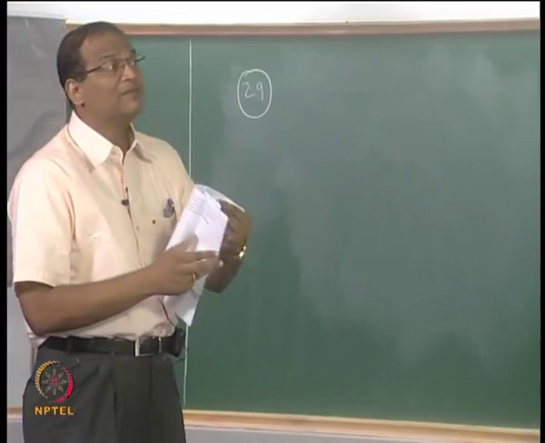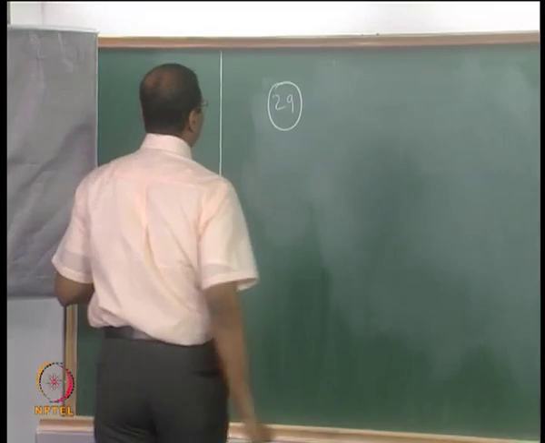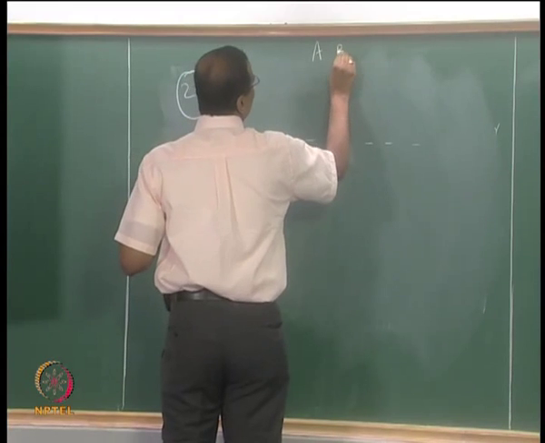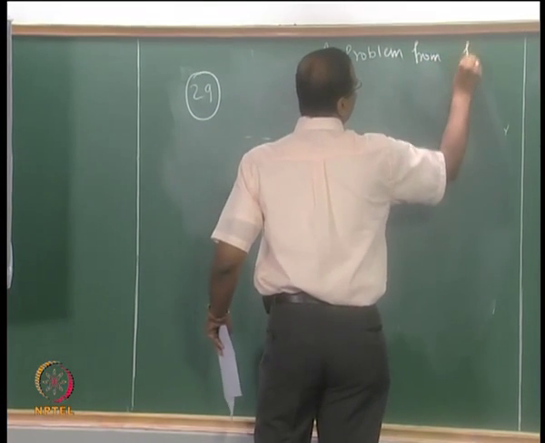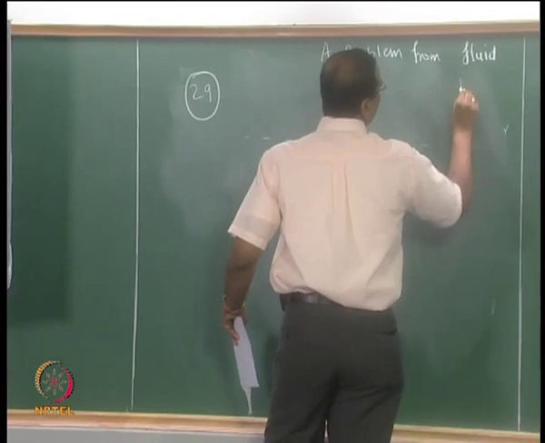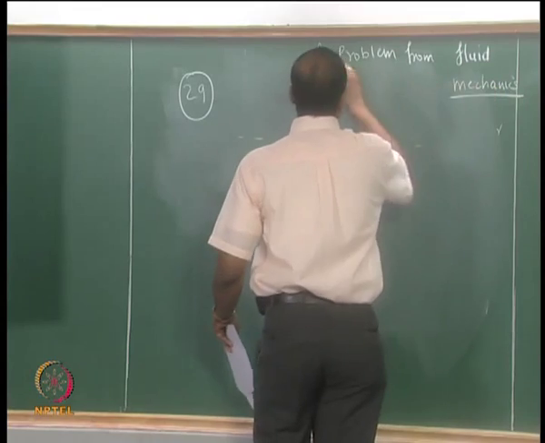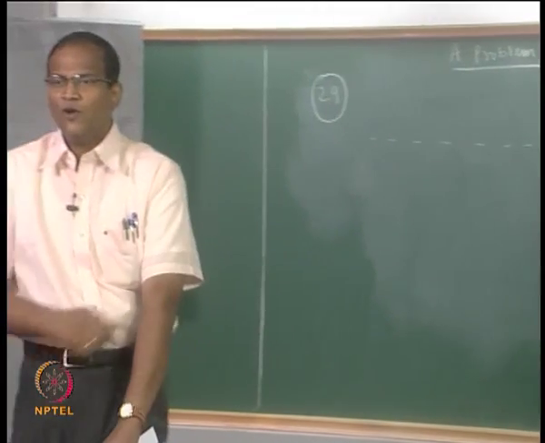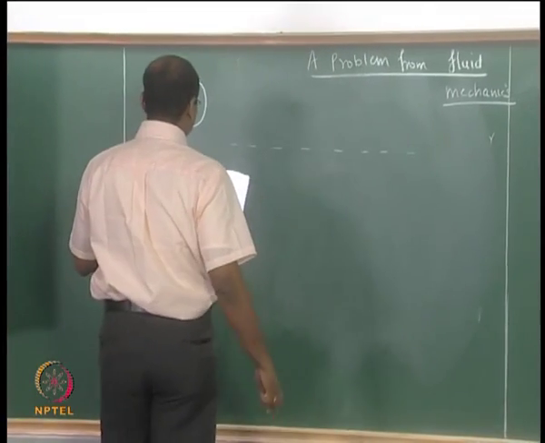I will also put it up on the computer screen, but basically we have a problem like this. This is a problem from fluid mechanics. Flow in a pipe network. We are trying to optimize it using Lagrange multipliers.